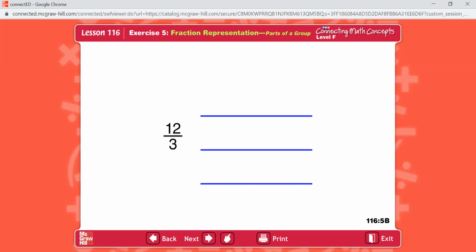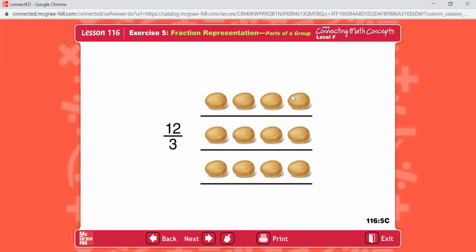How many rows of eggs do I make? 3. 1, 2, 3. The answer to the division problem tells you the number of eggs in each row. 12 divided by 3 is 4. There's 4 in each row.